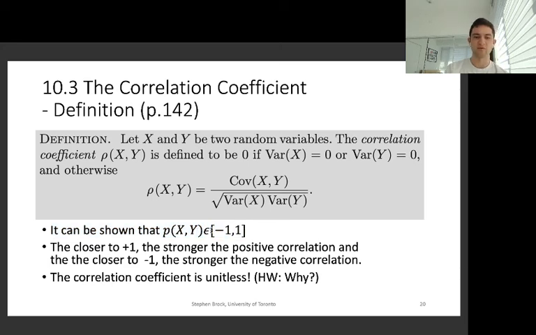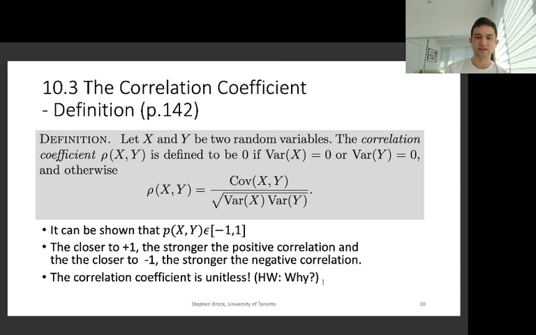It has to be between -1 and 1. And it's because of that reasoning I just told you, where we are normalizing this covariance. So the closer to +1, the stronger the positive correlation, and the closer to -1, the stronger the negative correlation. So the correlation coefficient is unitless. And so your homework may be to answer why.